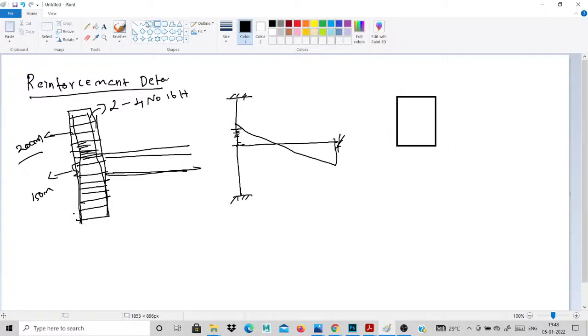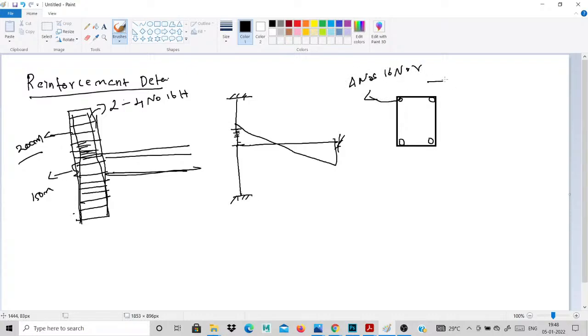Next one is ties. Sorry, reinforcement in cross section. How to provide the reinforcement? Same like this. The bottom bars, I provided four numbers. I simply provided these four bars for this column. Stirrups are there: open stirrups, two leg stirrups, all the stirrups are there. I provided this as my four bars, four numbers of 16 bars.